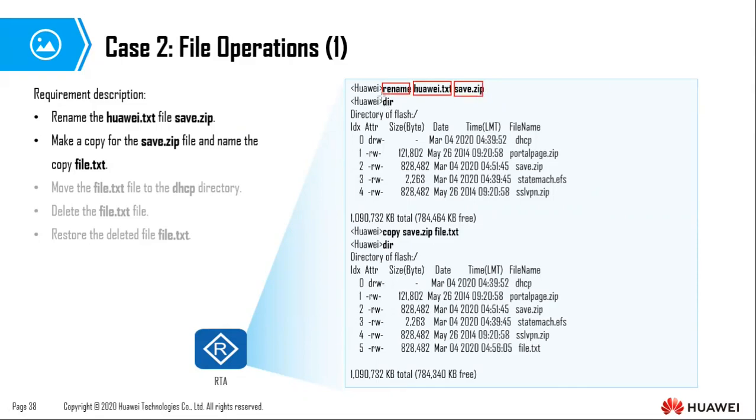So when we type dir, we should be able to find save.zip. You can see it there. Okay, to copy a file, you simply use the copy command: copy, then save.zip, then the new name and extension, file.zip. So if we do dir, we are able to see file.zip here.